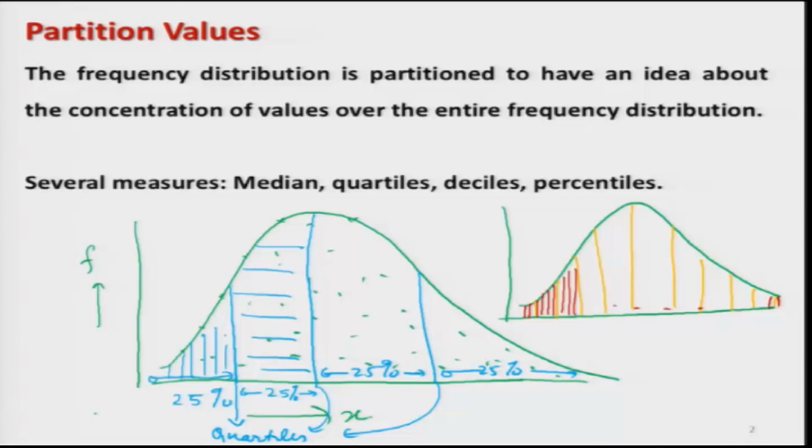By looking at the partitioning values, we can have an idea of how the frequency is distributed over the entire range of the frequency distribution, and this will also give us an idea of how the frequency is concentrated in different regions of the frequency curve. So, we will take up all these partitioning values one by one, we will try to understand them, and we will see how to compute them in the R software.